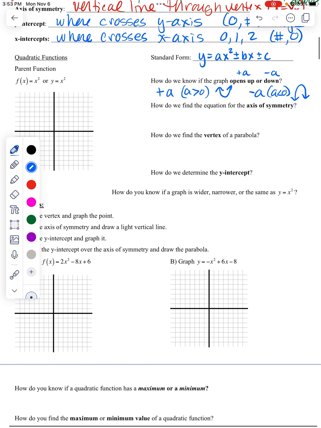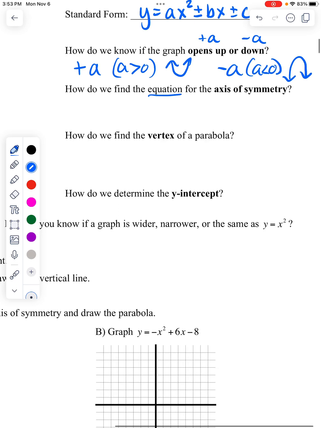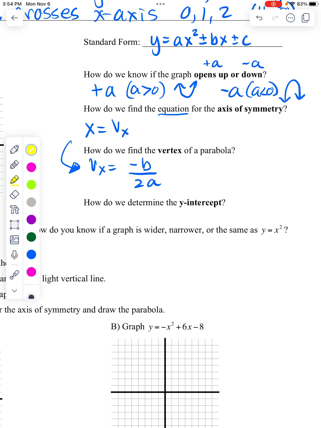All right. How do we find the equation for the axis of symmetry? So once you know your vertex, it's going to be x equals the x coordinate of the vertex, but we need to know how to find that first. So when we go to find the vertex, like the point where it turns around, the x part of that is going to come from the opposite of b over 2a, where a and b come from up in this equation, the standard form.